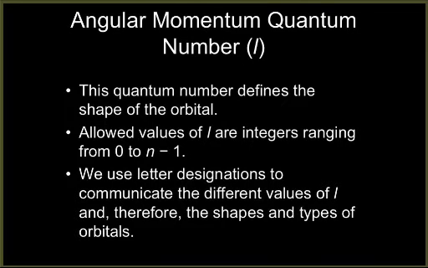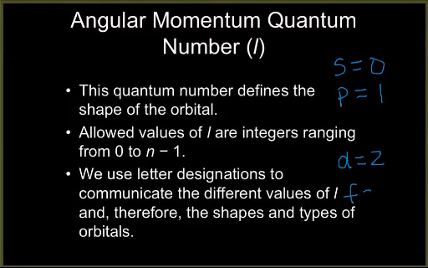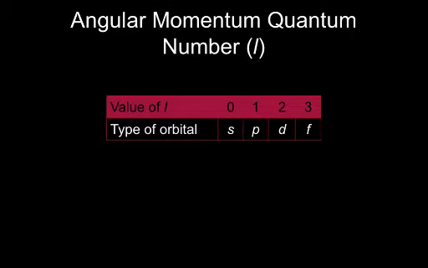Before, when we learned this, we talked about the s orbital, the p orbital, the d orbital, the f orbital. Now we can say if it's an s orbital, it has an L value of 0. If it's a p orbital, it has an L value of 1. A d orbital has an L value of 2, and an f orbital has an L value of 3. Those letter designations communicate the different values. So s is 0, p is 1, d is 2, f is 3. This is what we just wrote on the previous screen: s0, p1, d2, f3.